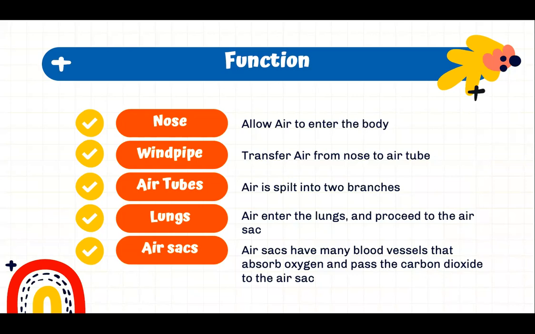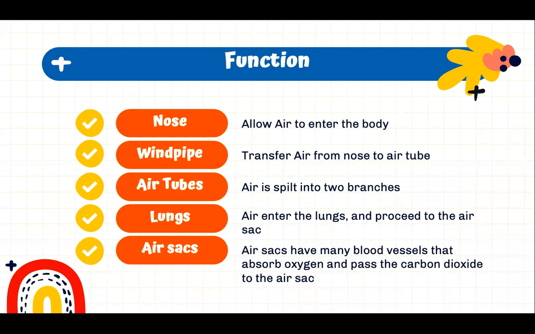The windpipe is the long tube that goes down from the nose all the way to the lungs, and it transfers the air from the nose to the air tubes. Then the air tubes are the two branches that split. You know, the windpipe is one straight line down, right? And it splits into two, left and right. These are called air tubes. They split into two branches and enter the lungs.